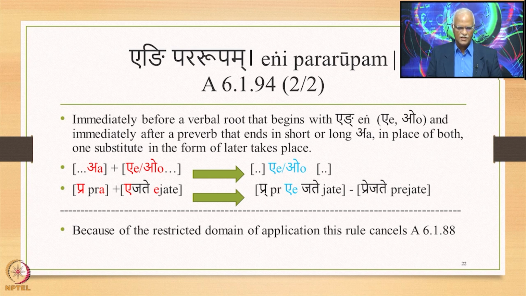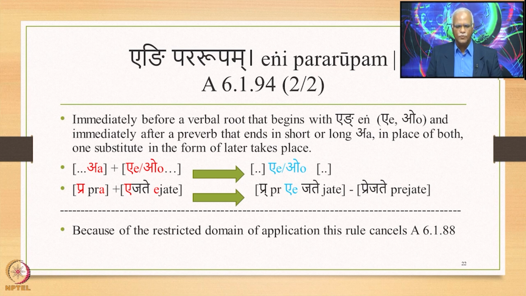We have pra plus ejate. Pra is a preverb which ends in a, and ejate is the verbal form where the verbal root is eja, at the beginning of which comes a. So we have pra plus ejate, and the output generated by 6194 is prejate. If we look at the conditions over here, there is a followed by a. So this is actually the scope of application of 6188, a plus a, and the output is I.